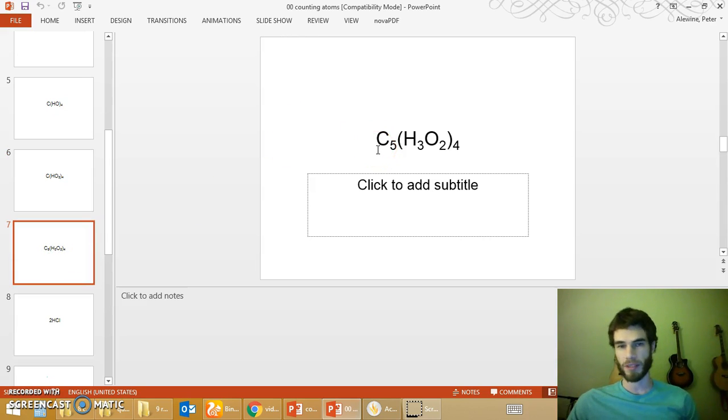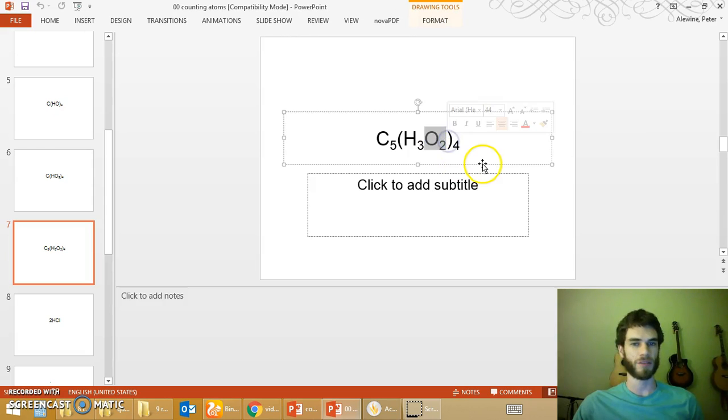Now we're getting a little trickier here. Here we have 5 carbons, and we have 4 times 3 is 12 hydrogens. 4 times 2 is 8 oxygens.